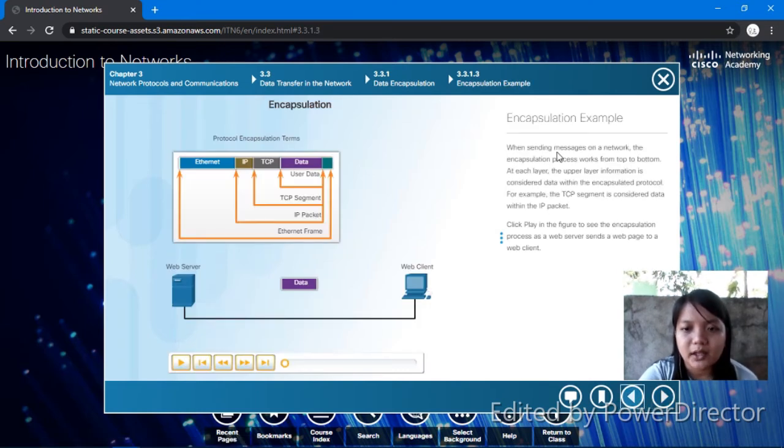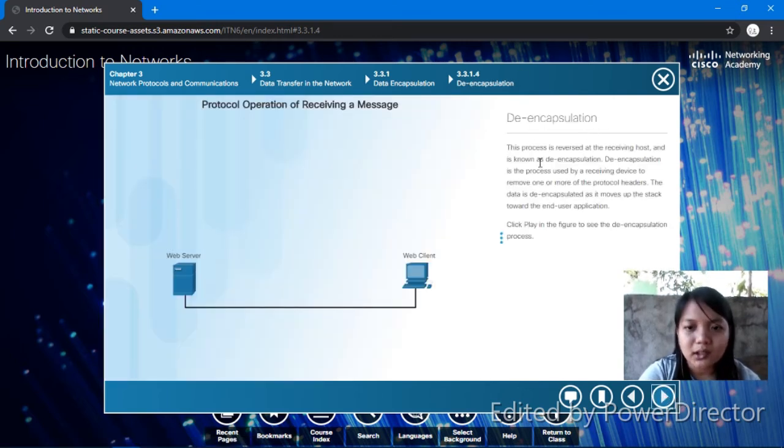This one is encapsulation. When sending messages on a network, the encapsulation process works from top to bottom. The process is reversed at the receiving host and is known as decapsulation. This one moves up the stack. So if encapsulation moves from top to bottom, decapsulation moves from bottom to top.